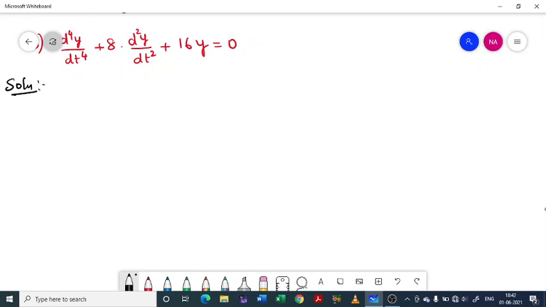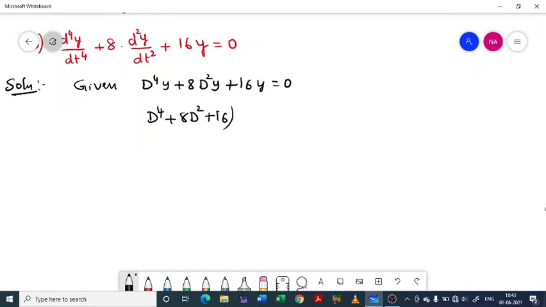Either you can put D equal to d by dt and then write, or if you are convenient, write it directly. Given D power 4 y plus 8D square y plus 16y equal to 0. Now, conveniently, you can directly write this: D power 4 plus 8D square plus 16 times y equal to 0, where capital D stands for d by dt.